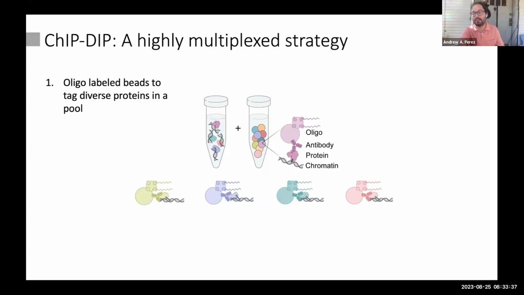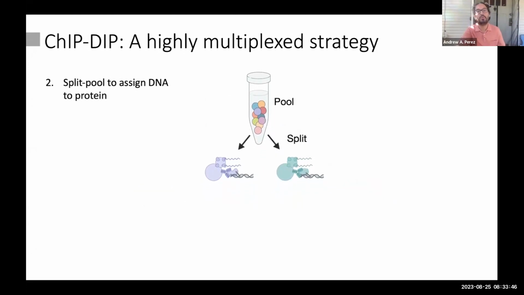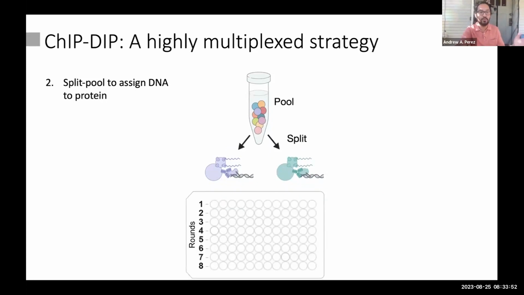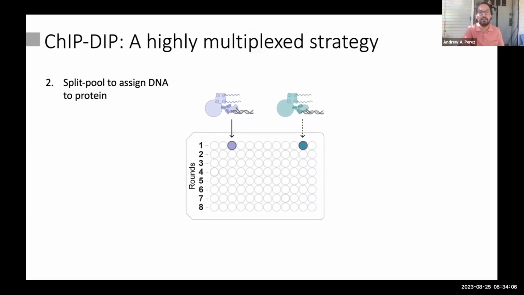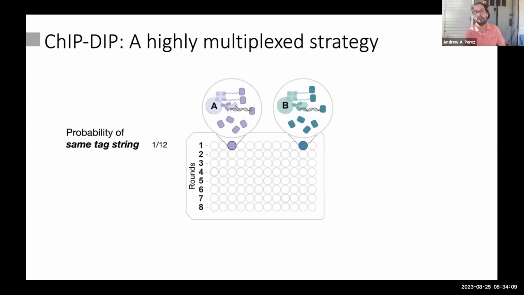So now we need to think about how we're going to demultiplex this, deconvolute this, and match the chromatin to each protein. And to do this, step 2, we use split pool. We split this pool of beads into a number of wells, and we're going to use 12 wells here, and each well has a unique barcode. Add a little bit of ligase, and we can ligate on a barcode to the oligo and the chromatin associated with the protein.